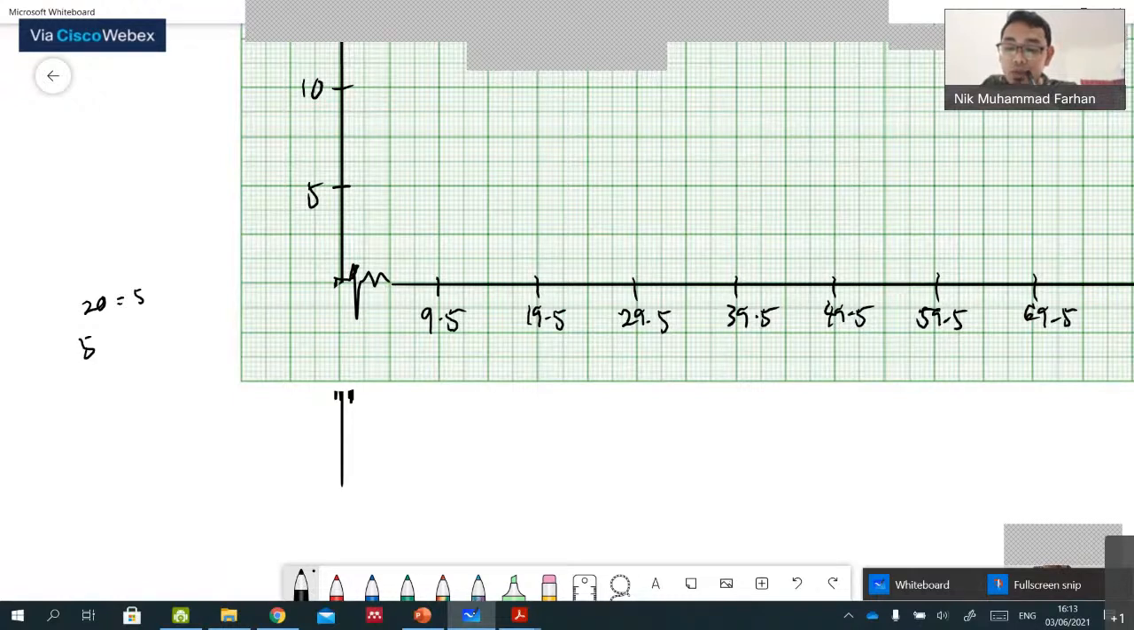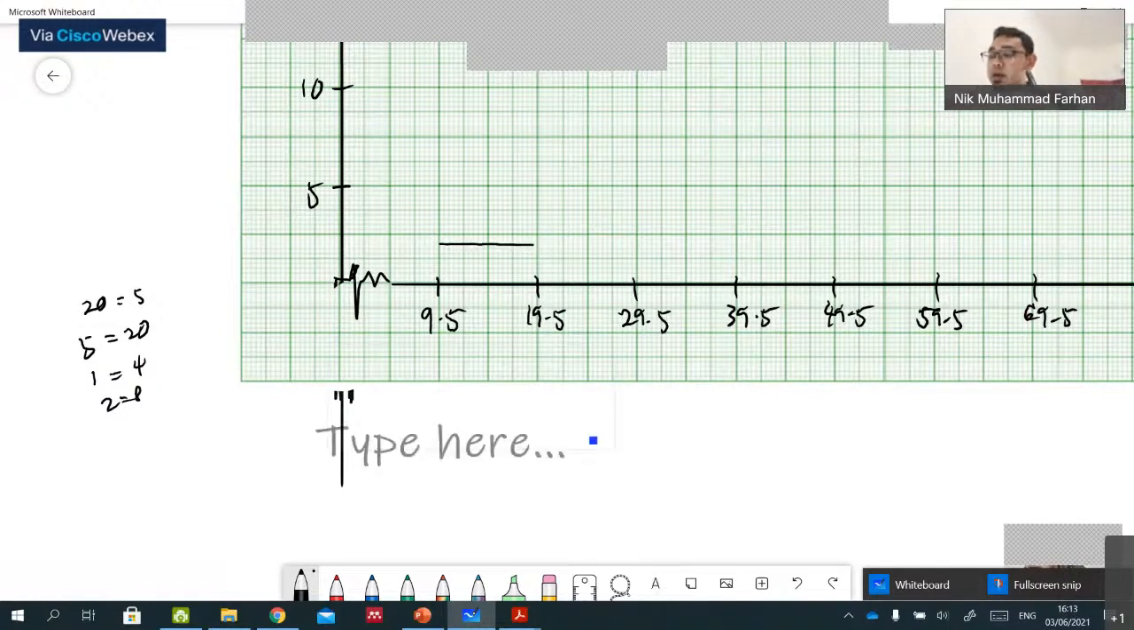Okay, 5 maksudnya 20 petak. So kalau 1, 20 bagi 5, 4. So kalau 2, 8 petak. So you kena kira 8 petak lah. Okay. 8 petaknya around there. Dekat situ lebih kurangnya begitu. So you pun buatlah you punya baca ni kan.